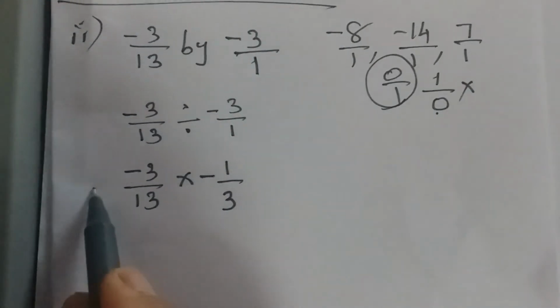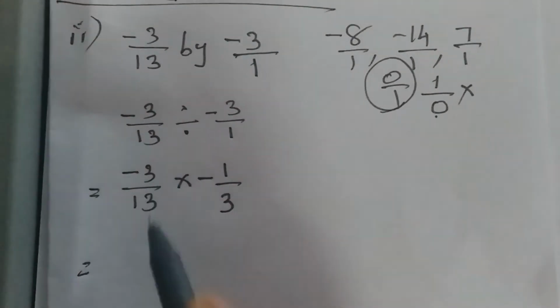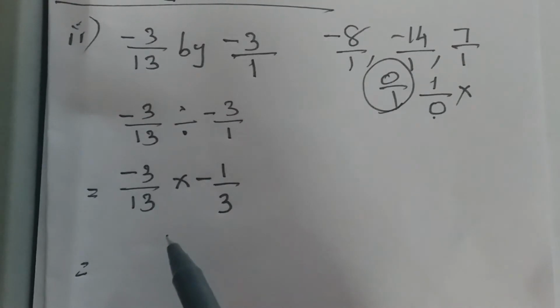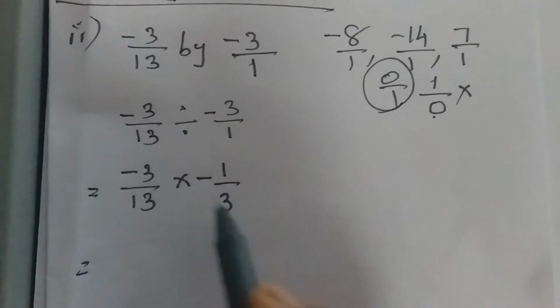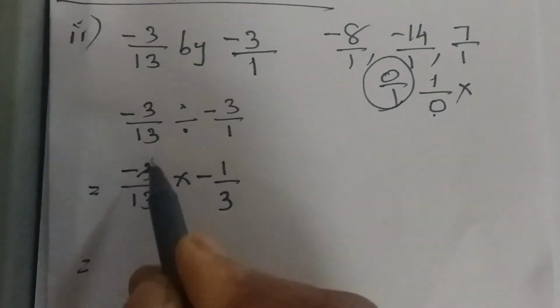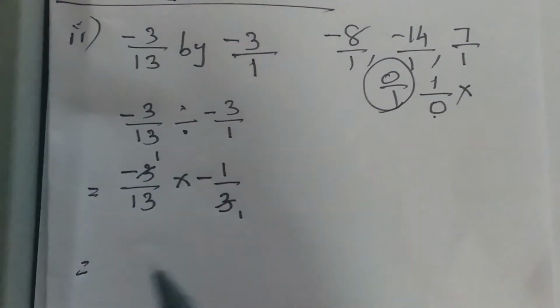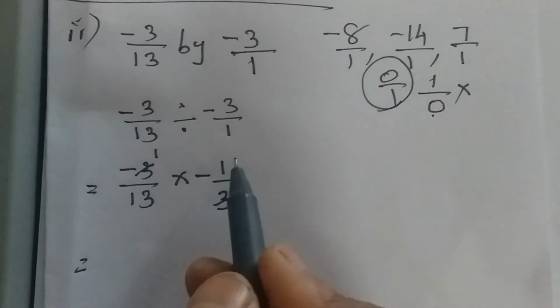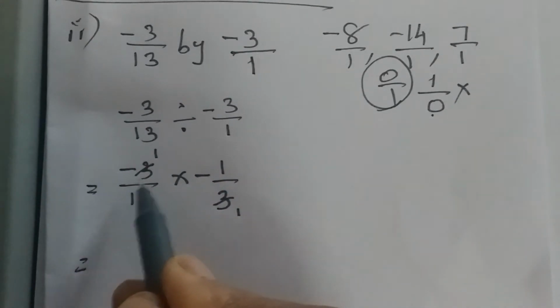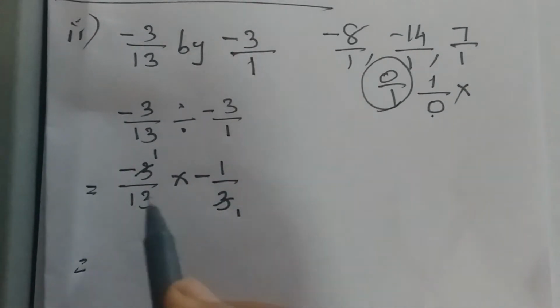Now we have to cancel. 3 and 13 both are prime numbers. They cannot be divided. So you check cross 3 and 3. What table? 3 table. 3 ones are 3, 3 ones are 3. Anything else? 1 and 13. Once you get 1, even if you divide, we get the same number because it is divisible only by 1 table. So now multiply both the numerators, multiply both the denominators.